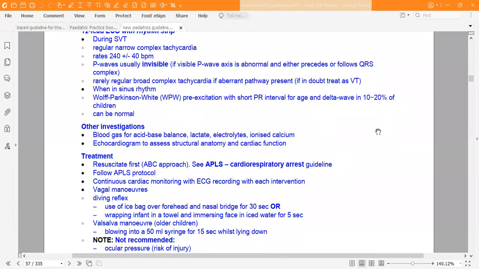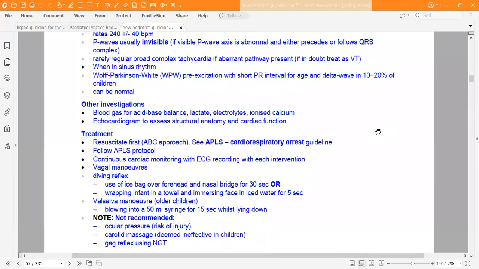Okay, what about other investigations? We need to do blood gas for acid-base balance, lactate, electrolytes, ionized calcium, which is very important. So that's blood gas for acid-base balance, lactate, electrolytes, ionized calcium, and echo to assess structural anatomy and cardiac function.